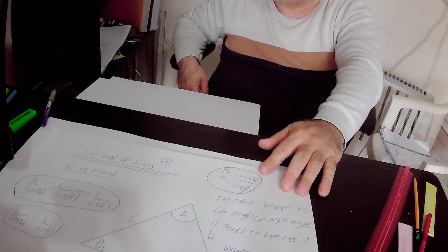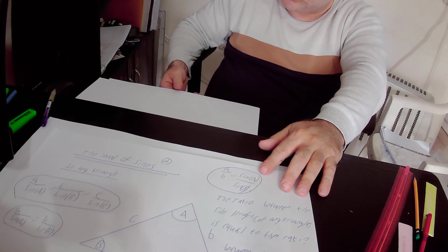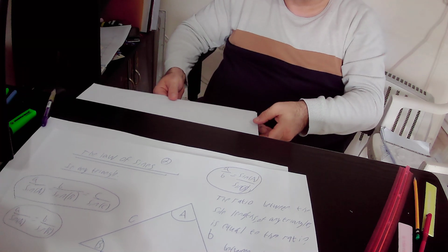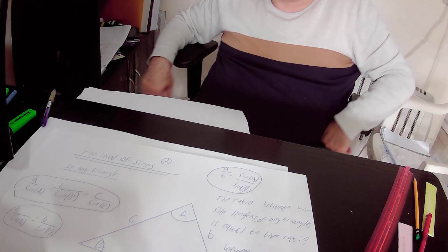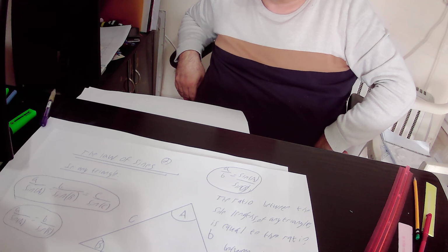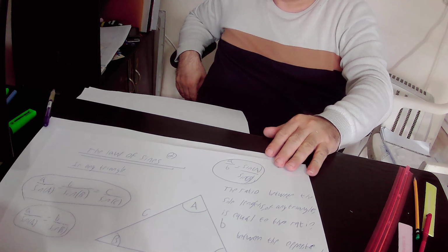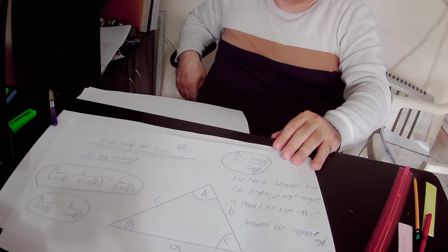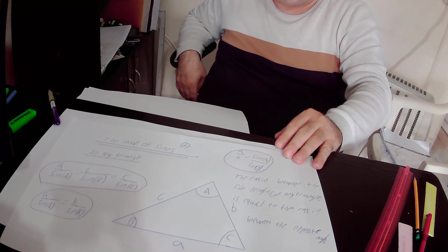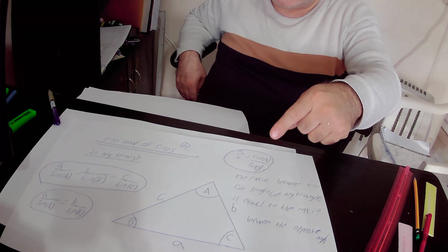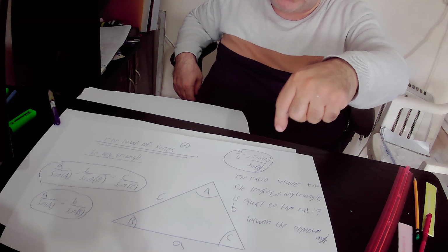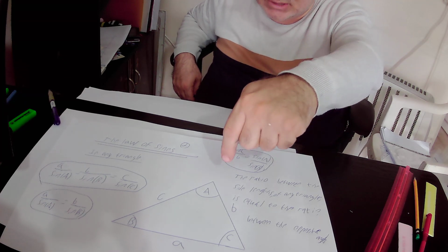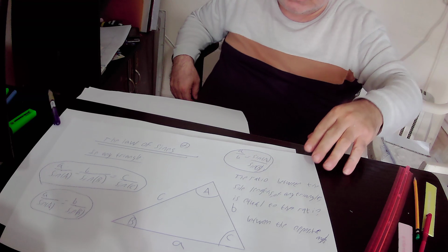What is the meaning of this equation? The meaning is that the ratio between the side lengths of any triangle is equal to the ratio between the sines of the opposite angles. That is to say, A over B equals sine A over sine B.